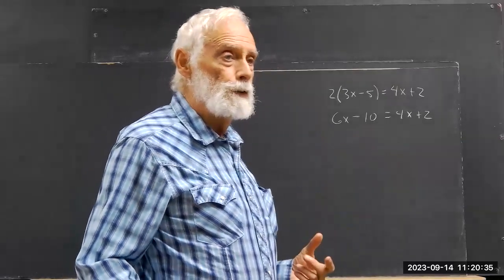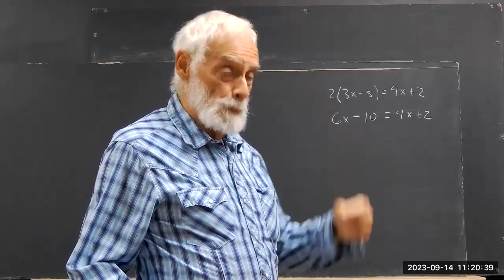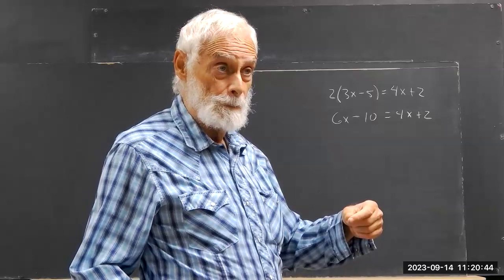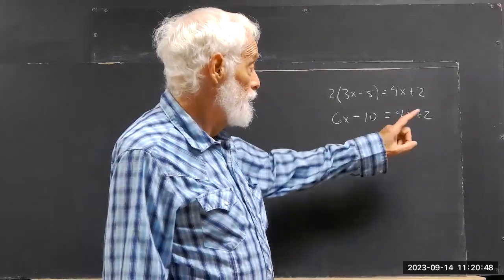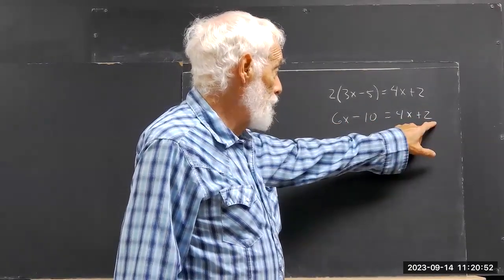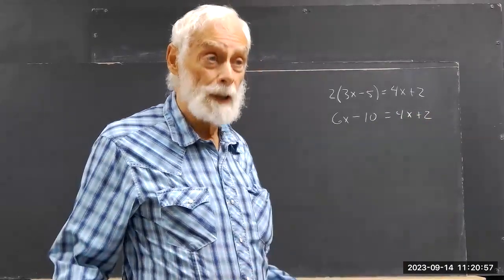We have to keep the equation in balance by adding or subtracting the same thing on both sides and multiplying or dividing both sides by the same thing. And if you multiply a side, you've got to multiply the whole side. You can't just multiply this by a number and this by a number and not multiply these by the same number. You multiply the whole side.